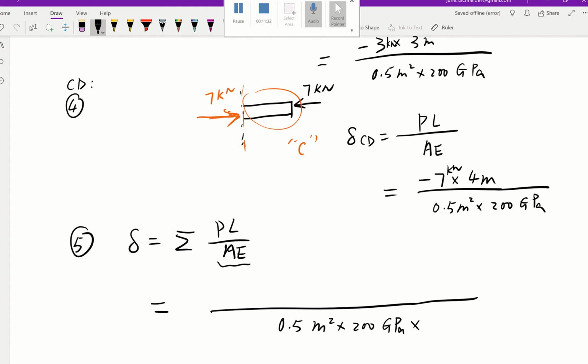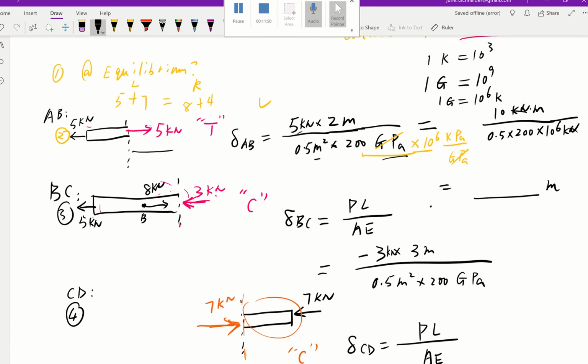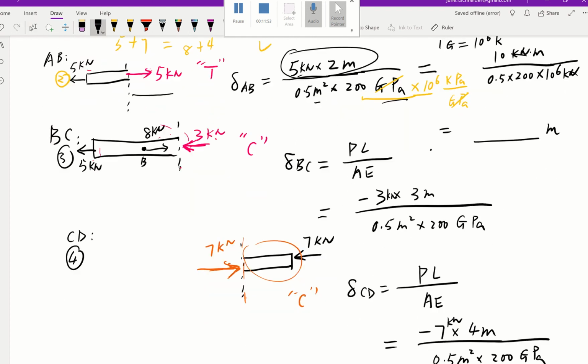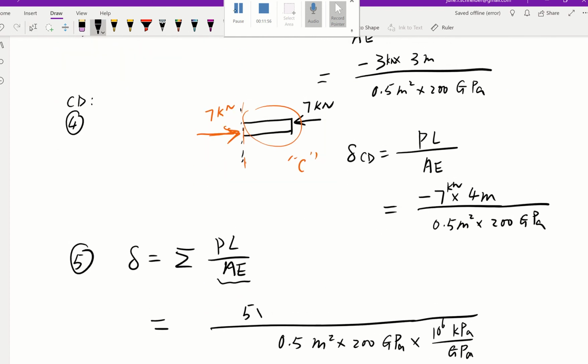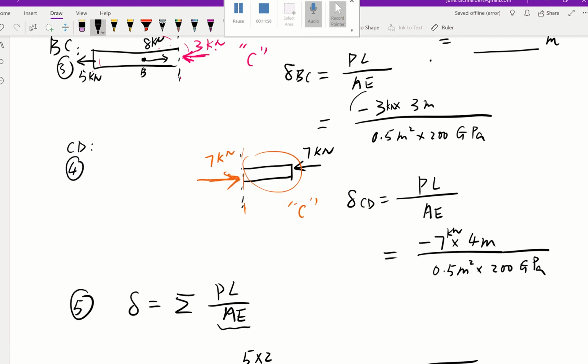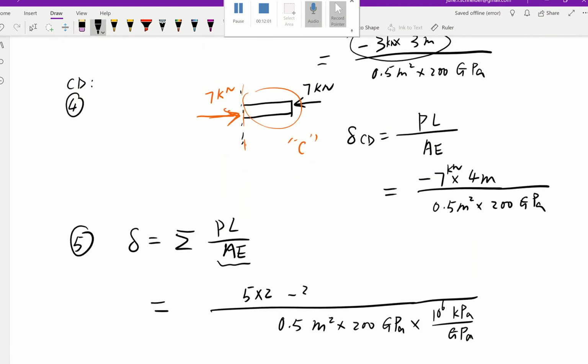And since we did a unit discussion earlier, we know if we want to change this gigapascal to kilopascal, we're going to times 10 to the power of 6 here. Okay. Now, the numerator is basically each of the 3 sections, their PL product. The first one is 5 times 2. It's positive. The second one, BC section, is negative 3 times 3. And for our CD section right here, negative 7 times 4. So that's our summation of the PL.